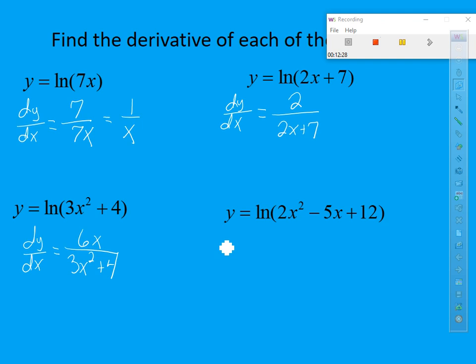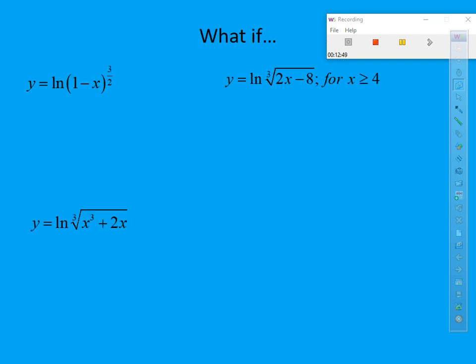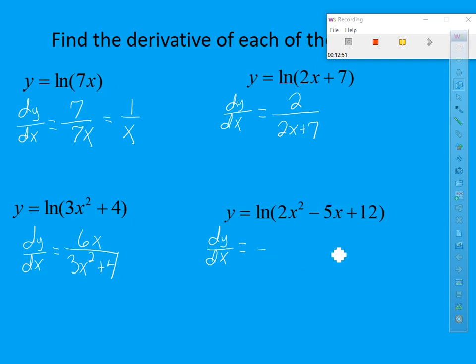Another easy one, of course I'm going to make them harder, so don't jump out of the video at this point. So dy/dx is going to be the derivative of what you see, 4x minus 5, over what you see, 2x squared minus 5x plus 12. And then we're done. Okay. So there's the first handful of them. I'm going to keep using that rule. I'm going to keep using that derivative. We're just going to apply the other rules of logarithms.